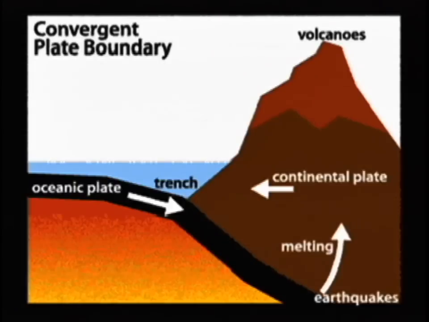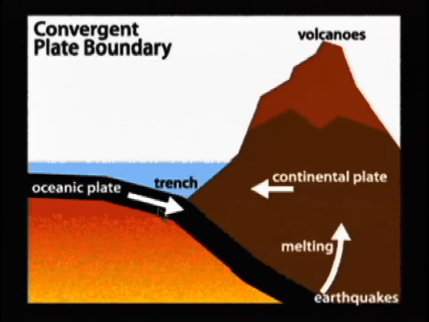So now let's look at what's happening at a convergence plate boundary. Well, you see that we've got one plate, in this case the oceanic plate, that happens to be going under one of the continental plates. Now, the continental plate then is moving over the plate that's in the ocean, and so you get a trench there, those kinds of things.